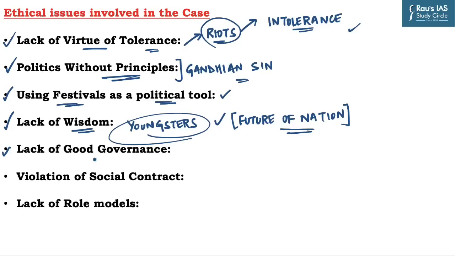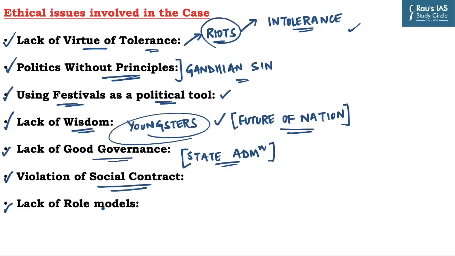The next one is lack of good governance. Here in this case, it is clear that the state administration failed to prevent the riots, and it shows the lack of effective governance on the part of state government. The next one is violation of social contract. The riots are taking place in cities and people are being killed on both sides. And there is also a huge damage to the public property. And it shows the clear violation of social contract where state is legally and morally bound to ensure the safety and security of its subjects, which are the citizens of the country.